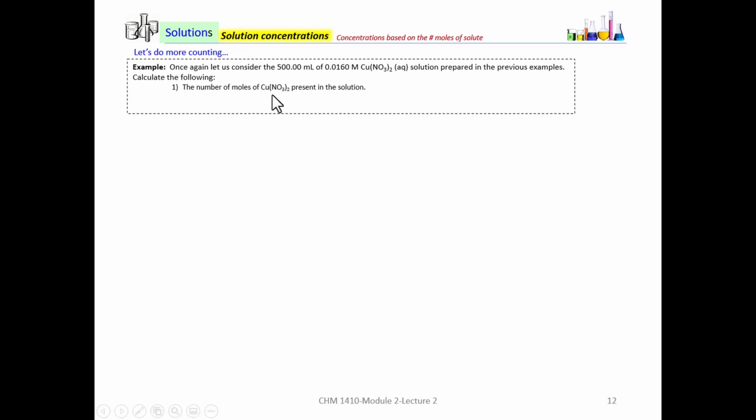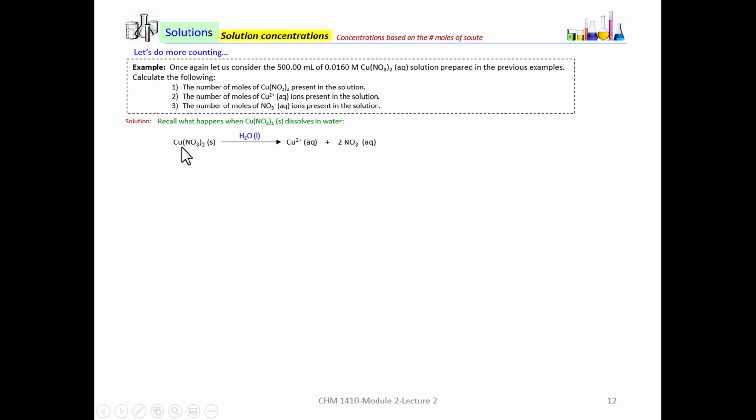The first would be the number of moles of copper nitrate present in the solution. The second would be the number of moles of copper 2+ ions present in the solution. And then finally, the number of moles of nitrate ions present in this solution. It would be good for us to recall what happens when copper nitrate dissolves in water. Copper nitrate solid dissolving in water will produce copper 2+ ions and nitrate ions. And you can see here from the formula of copper nitrate that each copper nitrate will produce 1 copper ion and 2 nitrate ions.